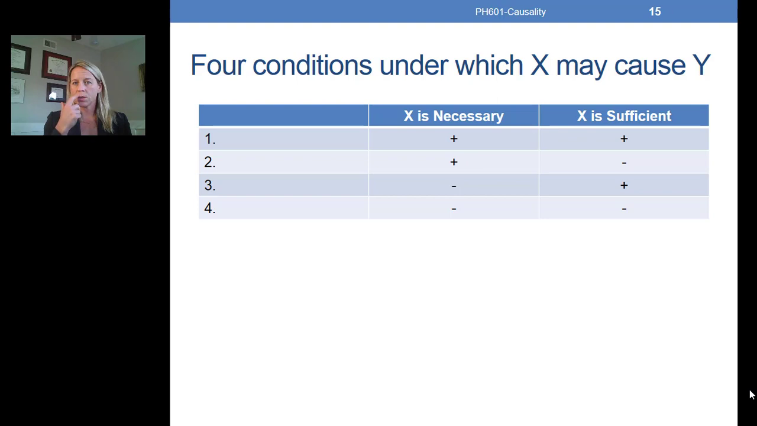Now there are 4 conditions under which X may cause Y, and they're listed here. Essentially, we can have the first condition where both X is necessary and sufficient. The second is when X is only necessary but not sufficient. The third is when it is not necessary but it is sufficient. And the fourth is when it's neither necessary nor sufficient. So now I'm going to go into what this all means.